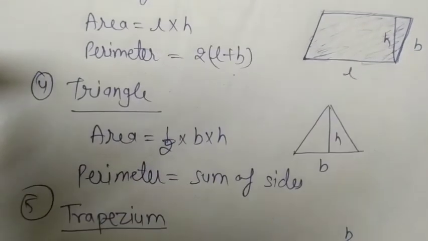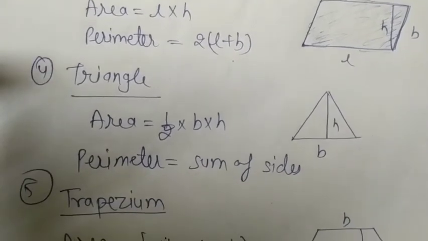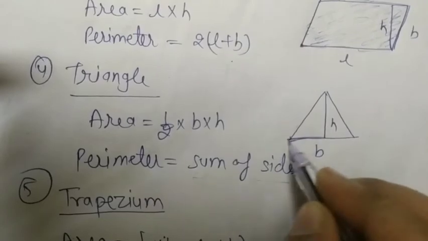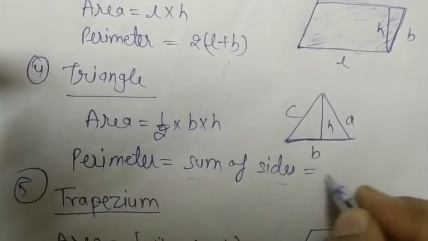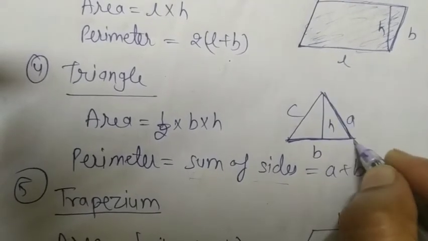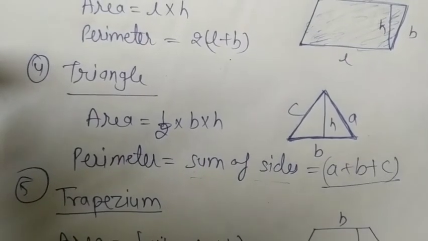Now triangle. Area is half of breadth into height. Perimeter means sum of the sides. If all three sides are given, suppose this is B, this is A and this is C, then this is A plus B plus C. This is the perimeter of the triangle.